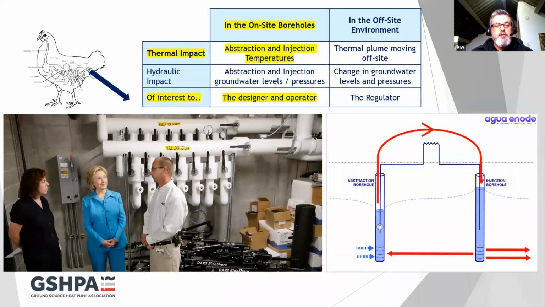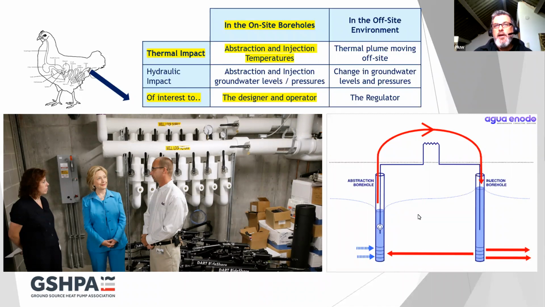Thermal interference, well, as much as I would like thermal interference to be Hillary Clinton photobombing this ground loop system here, I think hopefully you can see on your screen well loop supply and well loop return. That's not thermal interference, I'm afraid. Thermal interference is when the colder or warmer water that we put back into the environment makes its way back to our abstraction point.